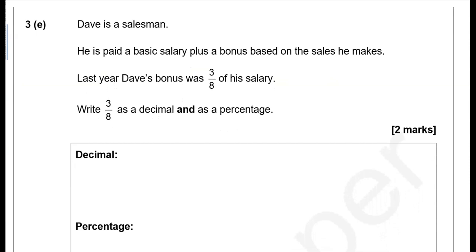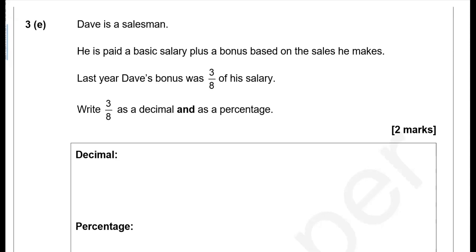Dave is a salesman. He is paid a basic salary plus a bonus based on the sales he makes. Last year, Dave's bonus was 3/8 of his salary. Write 3/8 as a decimal and as a percentage.